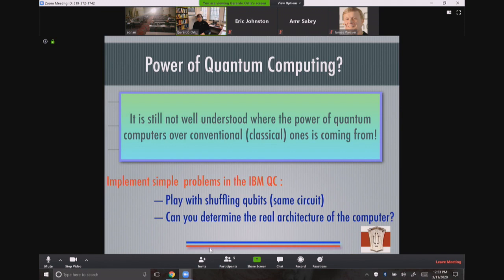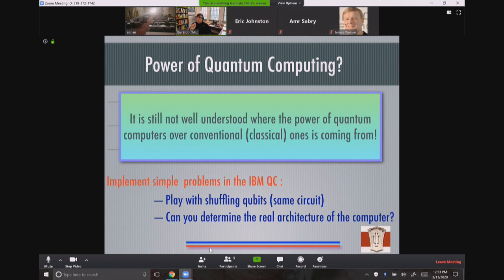At this point, and indeed during the course, I always tell the students to use this IBM quantum computer, because this is very illuminating. Using a real computer, as opposed to using Mathematica or any classical software that is imitating a quantum computer, gives you insight.